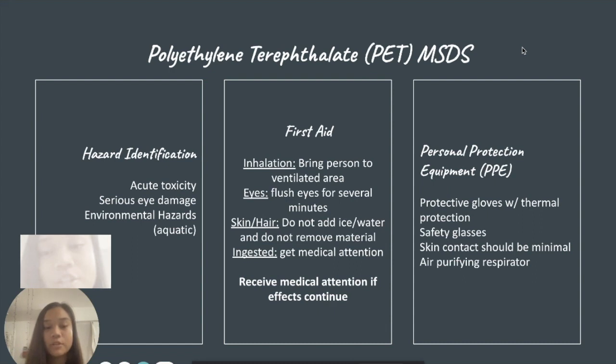PPE that you would use is protective gloves with thermal protection, safety glasses, and clothing that covers the majority of your skin, since skin contact should be minimal, and an air purifying respirator.